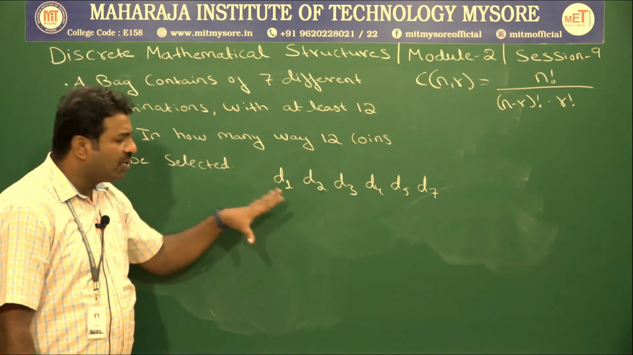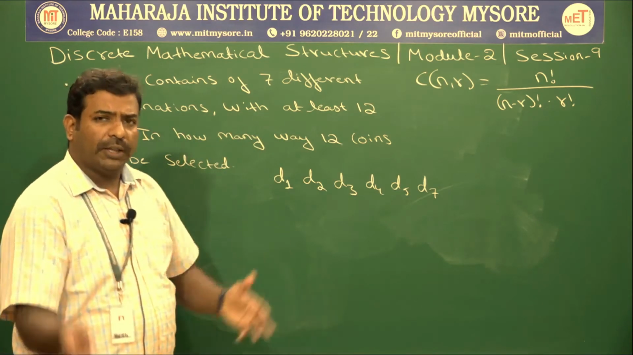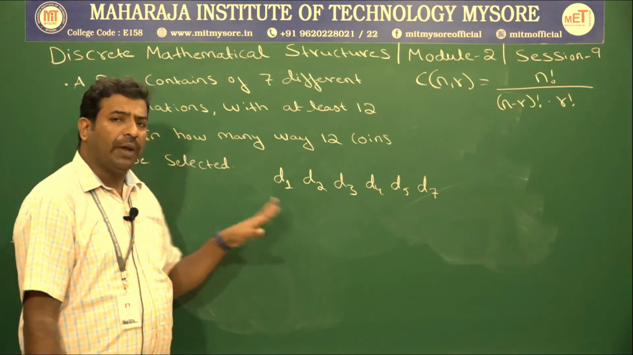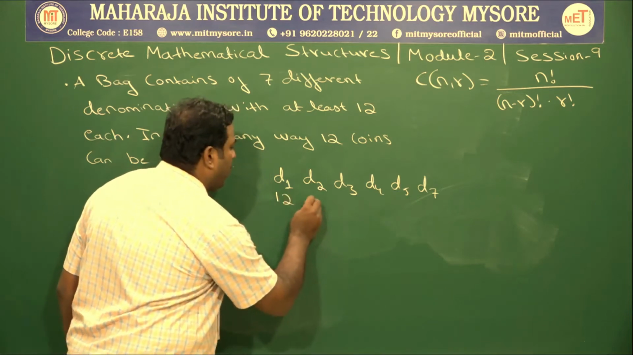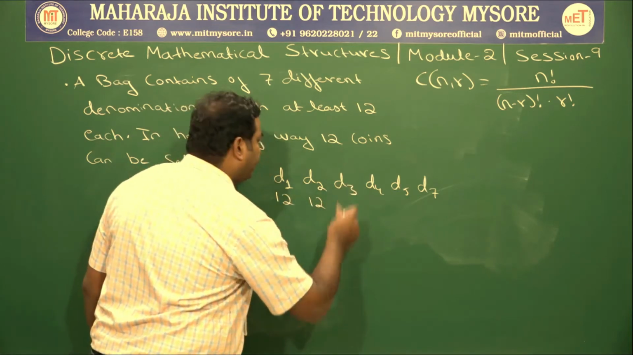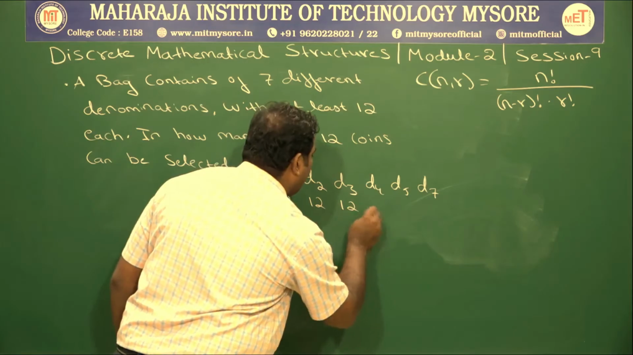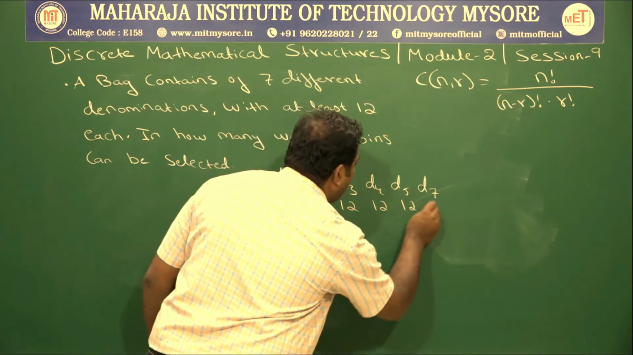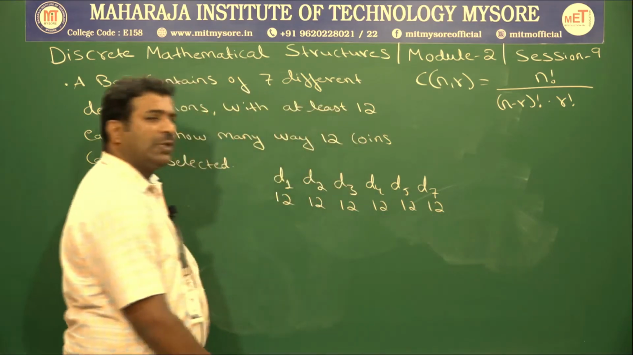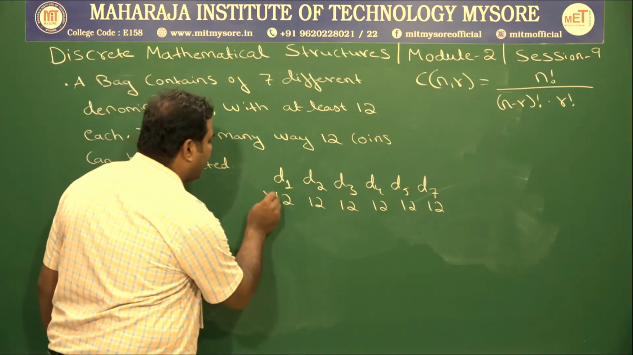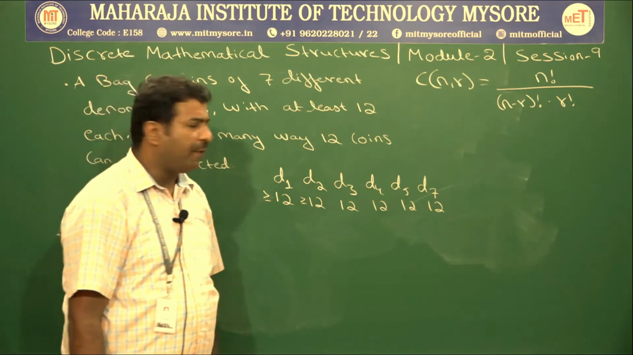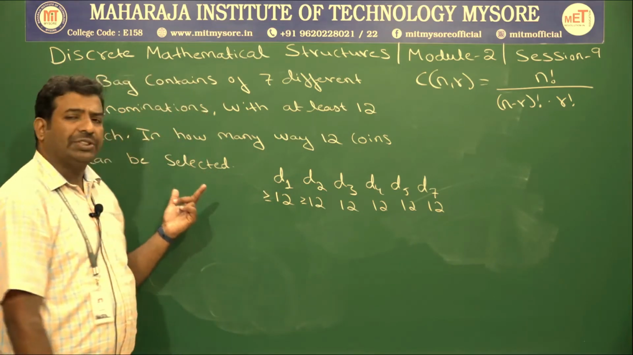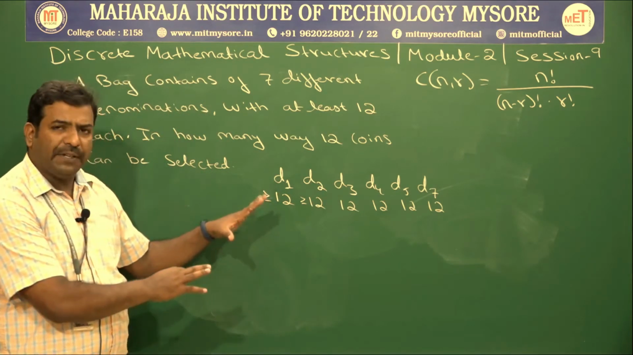That is, there are at least 12. It can be more than that, but there are at least 12. Hence, I am going to say there are 12 1 rupee coins, 12 2 rupee coins, 12 5 rupee coins, and so on. Each is at least going to be 12, so let me say greater than or equal to 12, and so on.